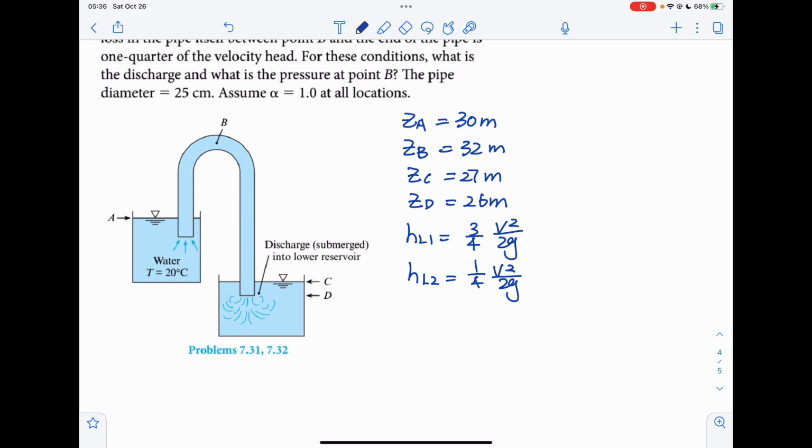The pipe diameter is 25 centimeters, which is 0.25 meters, and alpha equals 1. So for this problem, we have 4 different points. To find the discharge, we need to find the velocity in the pipe. So we're going to choose points A and C for our elevation, so for our energy equation first.